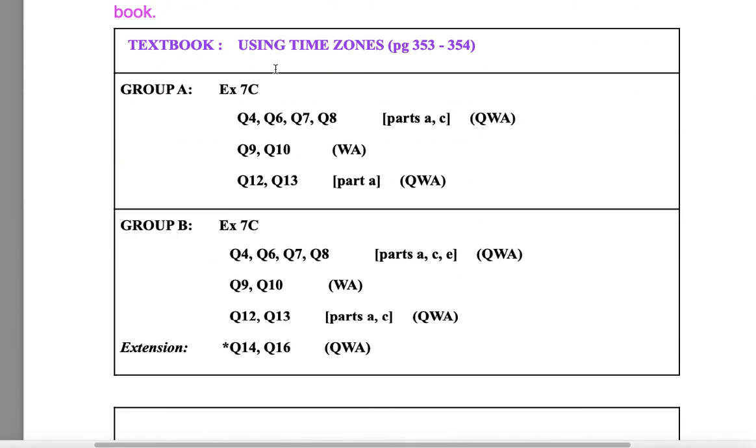Hopping on to the questions now. As you have there, group A or B, your teacher will give you instructions regarding that.